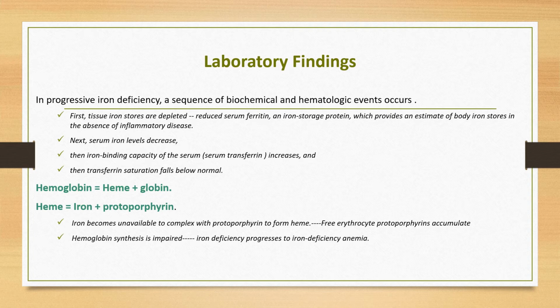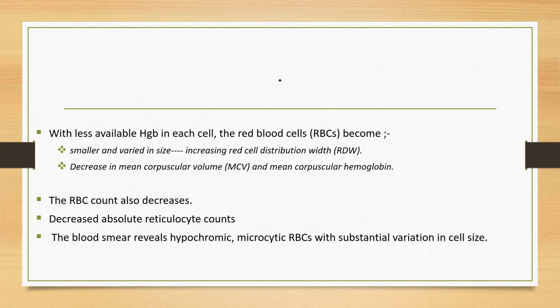Later, iron becomes unavailable to complex with protoporphyrin to form heme. So there is increased free erythrocyte protoporphyrin accumulation. Then hemoglobin synthesis is impaired and it progresses to iron deficiency anemia.